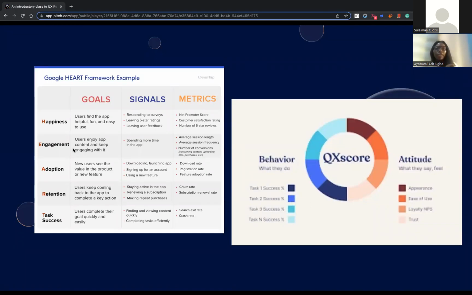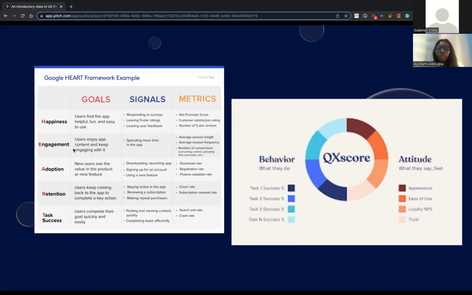This Google Ads framework is also available out there. For adoption and engagement, you're looking at average session length and average session frequency. Of course, we have tools that help you monitor these things, so don't stress yourself about how you will do that. There are tools that you can embed into your product to gather these metrics for you. All you need to do is go to the dashboard, look at it, and begin to use your data.